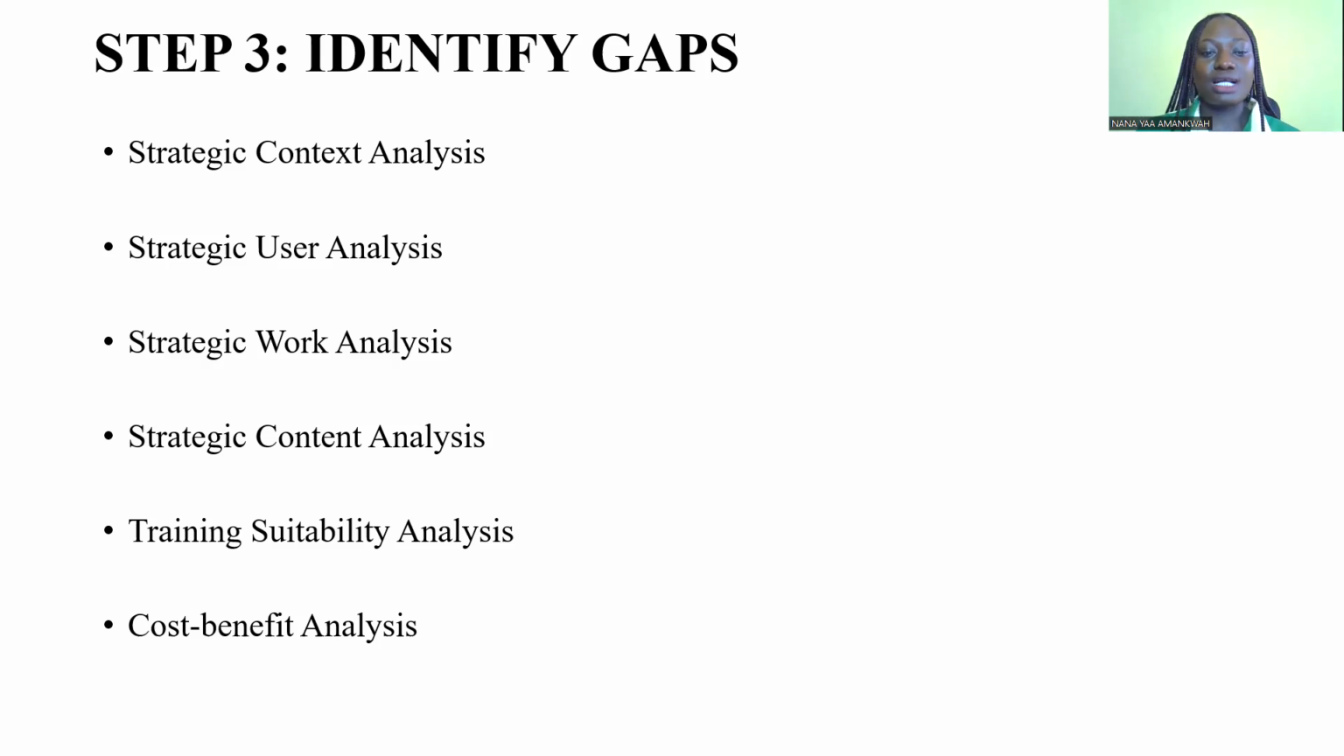There are several gaps, and here we've been able to identify about 6 gaps that we need to look at in our training process. We talk about strategic context, the context analysis. So the context analysis deals with where you are operating. Your organization is different from Apple. Your organization is different from MTN. Your organization may be different from Vodafone or Samsung. Your organization may be different from ATU.